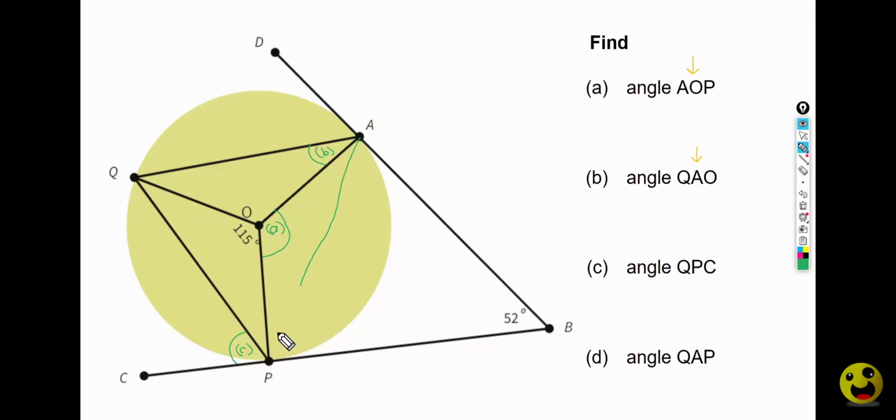For the last one, they don't have a line connecting from A to P. So you have to put in that line. QAP is this entire angle here. That's for part D, right?